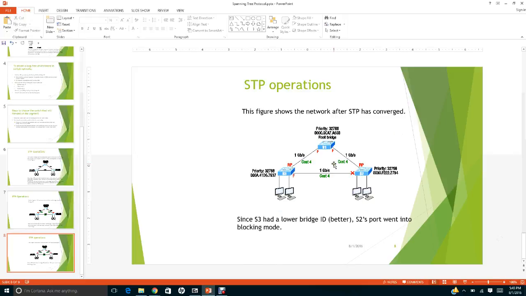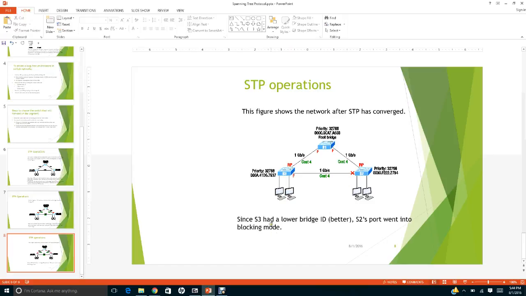In the next one, since we found the forwarding ports and the root ports, the next thing we need to find out is which one is in the blocking state. Since S3 has the lower bridge ID, which is 000A, lower than 0030, this is going to be a forwarding port, and the rest are going to be in blocking mode.